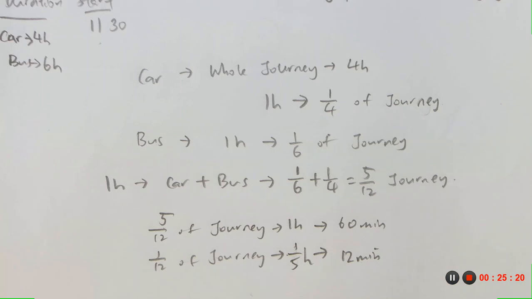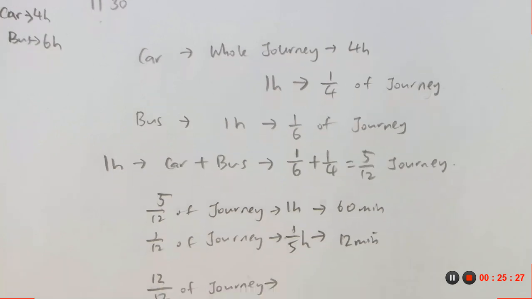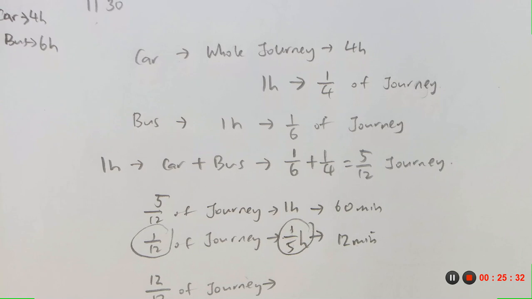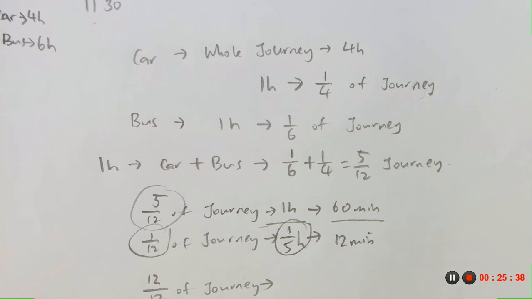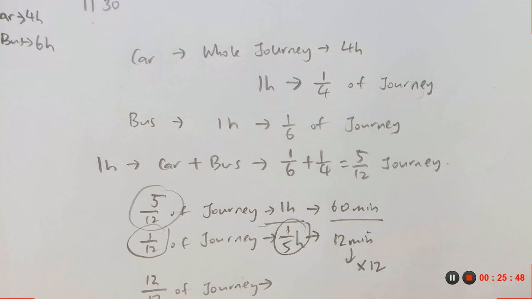Okay, then the whole journey, 12/12? No, it's not 1 hour. 1/12 of the journey is 1/5 hour. Then 12/12 of the journey? 60 minutes is only 5/12 of the journey. So 12 times 12 is 144 minutes. That will be 2 hours and 24 minutes. That's correct.